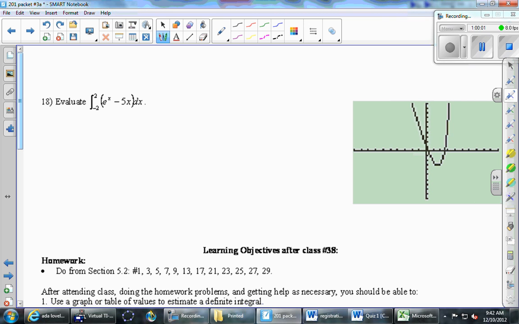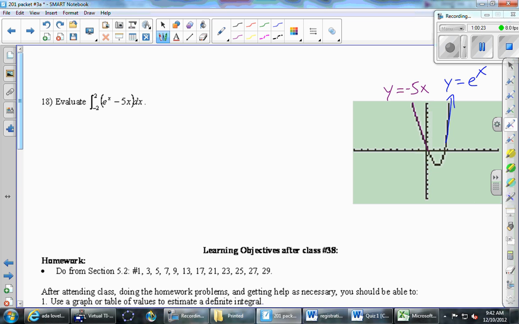So what does this part of the graph look like? All right, so yeah, subtracting 5x is going to be pretty inconsequential when x gets big. What does the left-hand part look like? That does kind of look like negative 5x, doesn't it?